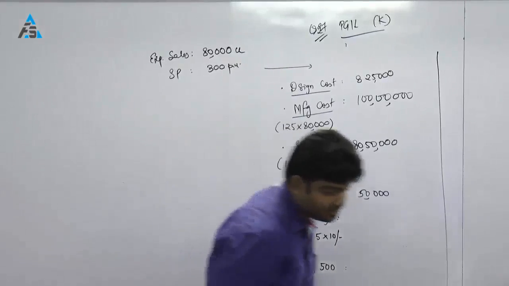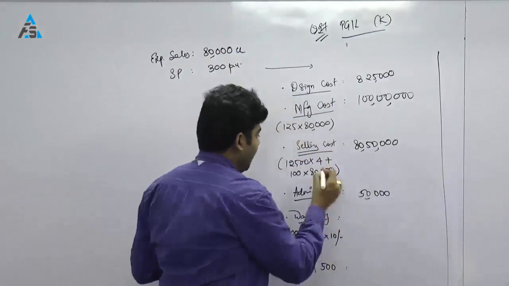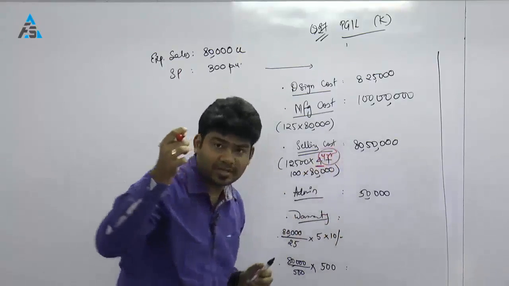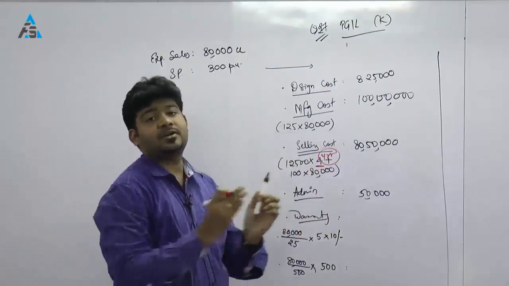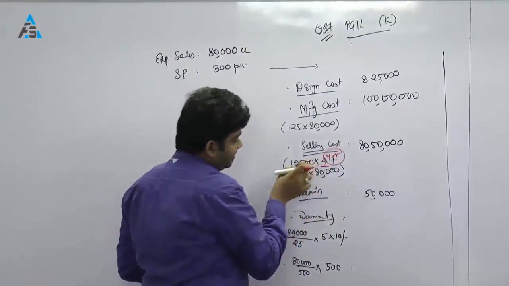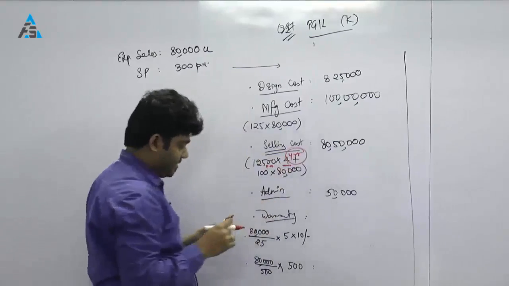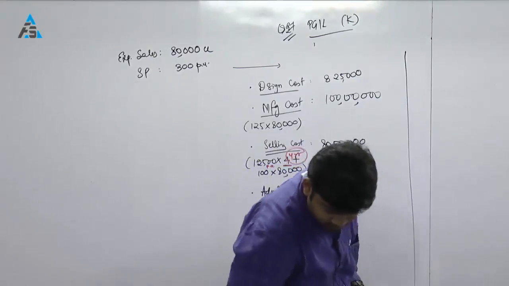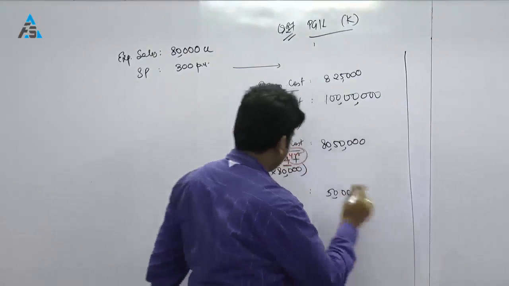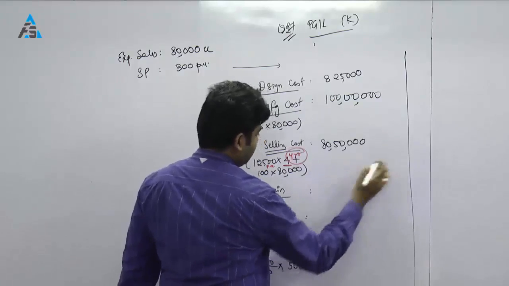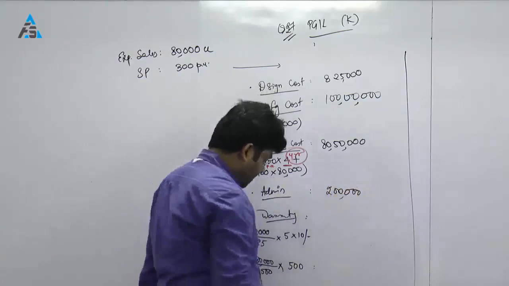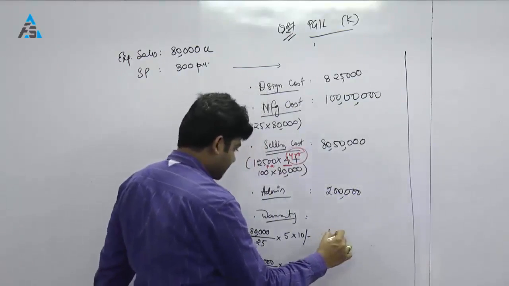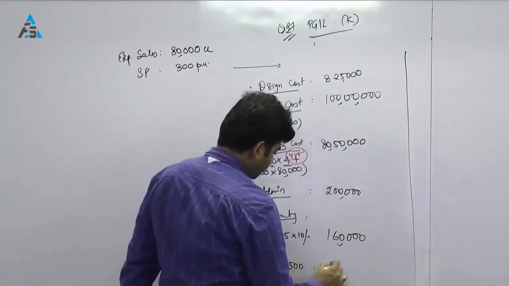This 12,500 that we have is per year, and the total life cycle of the product is 4 years. Keep this small thing in mind. The total life cycle of the product is 4 years, whereas this 12,500 is per annum. Admin is again, I think, 50,000 per annum. So 50,000 into 4 will give me 2 lakh. So I'll write here 2 lakh. Then there is a warranty, which we calculated. So we just write here it is 1,60,000 here and 80,000 here.